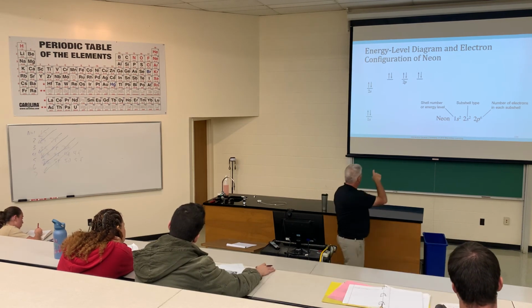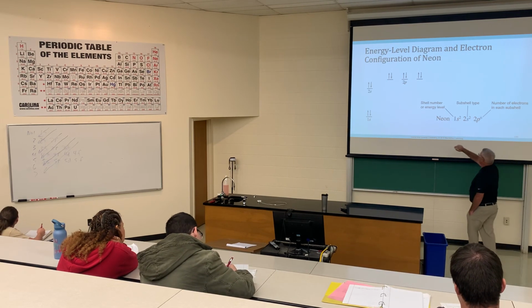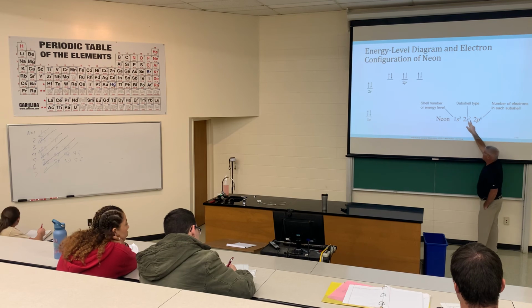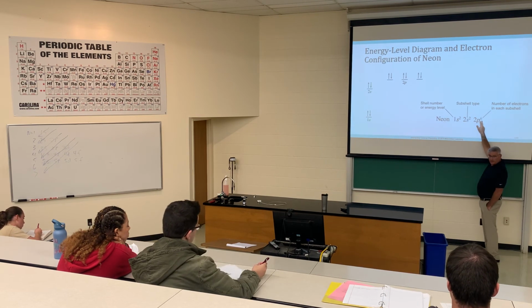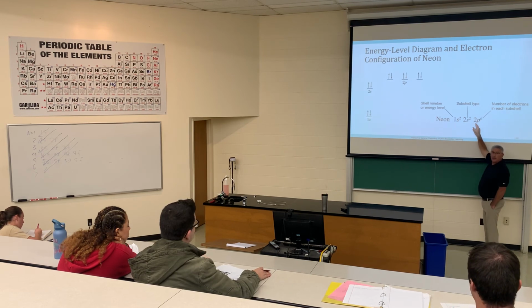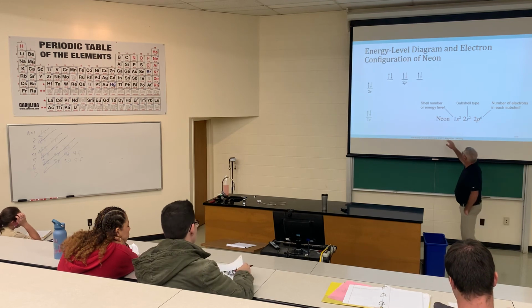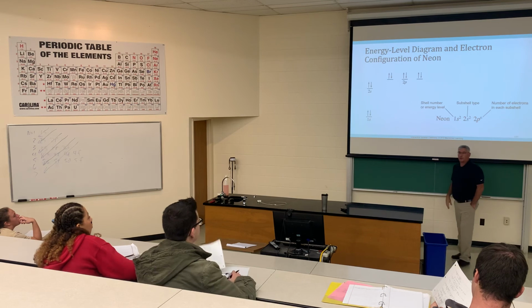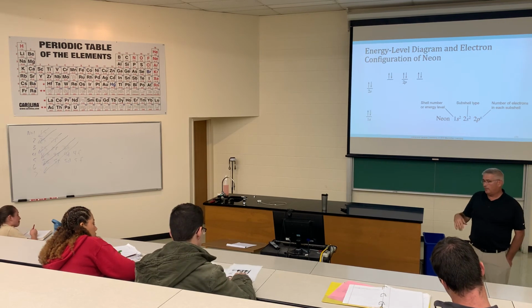And so this is the electron configuration for neon, right? Where the 1s is full with 2 electrons, the 2s is full with 2 electrons, and the 2p is full with 6 electrons. Okay? Do this for oxygen right now on your paper. Do the electron configuration for oxygen right now. How is it different from neon?